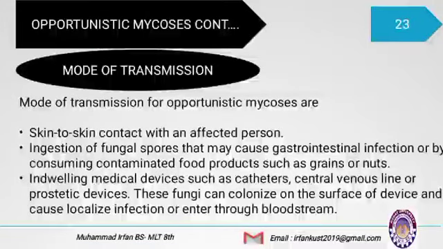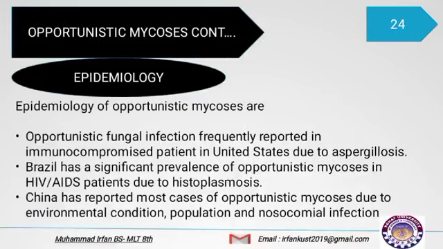Mode of transmission. Modes of transmission for opportunistic mycosis are skin-to-skin contact with an affected person, ingestion of fungal spores that may cause gastrointestinal infection, or consuming contaminated food products such as grains or nuts. Indwelling medical devices such as catheters, central venous lines, or prosthetic devices. These fungi can colonize on the surface of the device and cause localized infection or enter through the bloodstream.